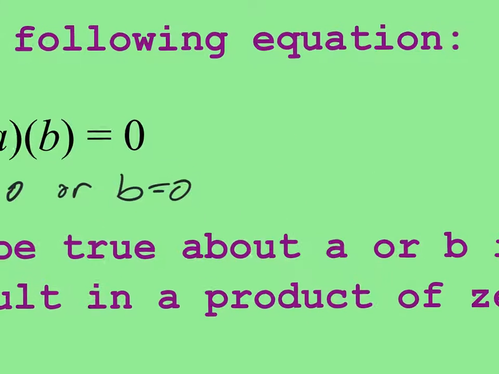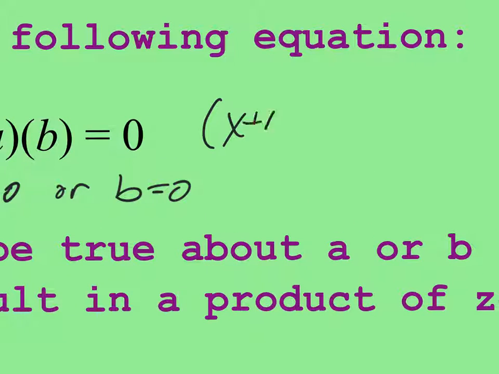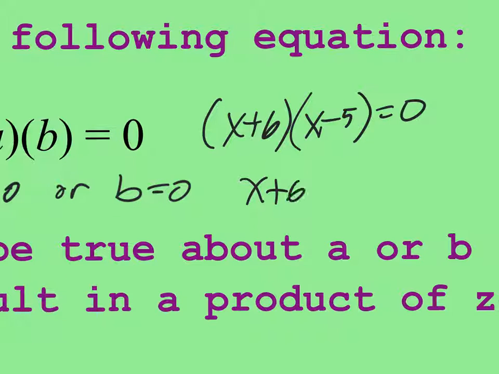So our problems typically would look like this: x plus 6 equals 0 or x minus 5 equals 0, because the total is 0. So then you could say x plus 6 equals 0 or x minus 5 equals 0. That's called the zero product property. You've been doing this for a long time. It's on top 20, so you should be pretty fresh with this.